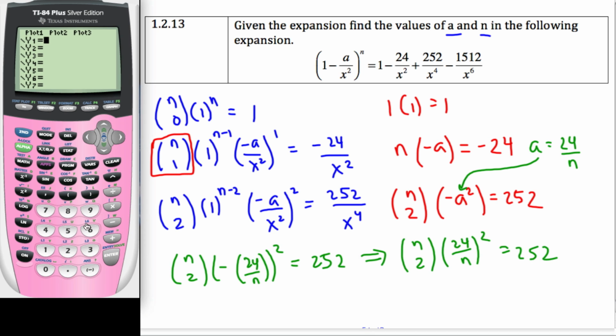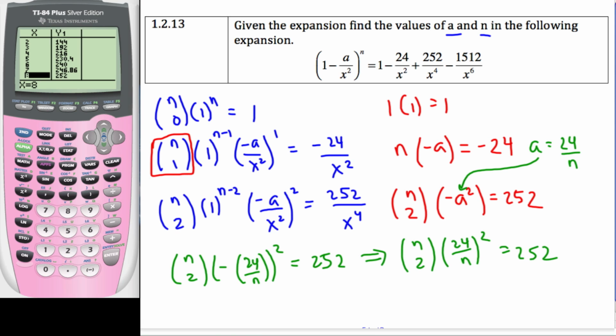We have y equals, we'll type in parentheses x NCR 2, so x choose 2, parentheses 24 divided by x all squared, and then we'll go up to our table and look down, and you'll see that x is 8, and this is 252. So go back over here, and this should be n equals 8.